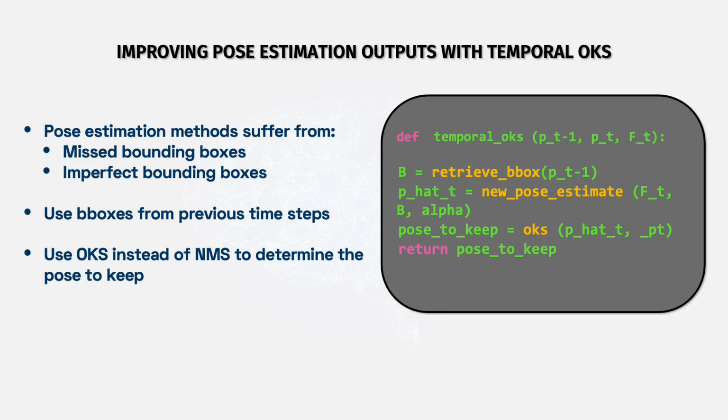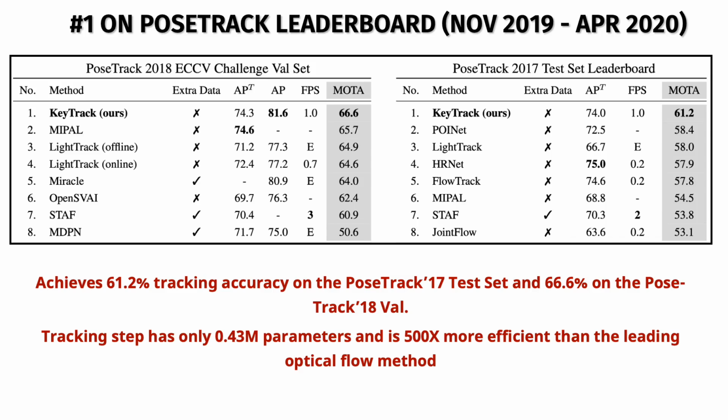Top-down methods suffer from missing bounding boxes as well as imperfect bounding boxes. We use the box detection from adjacent time steps in addition to the one in the current time step to make and improve the pose predictions. This table shows our results. We obtain a very high MOTA score and we were number 1 on the PoseTrack leaderboard for 6 months between 2019 and 2020.